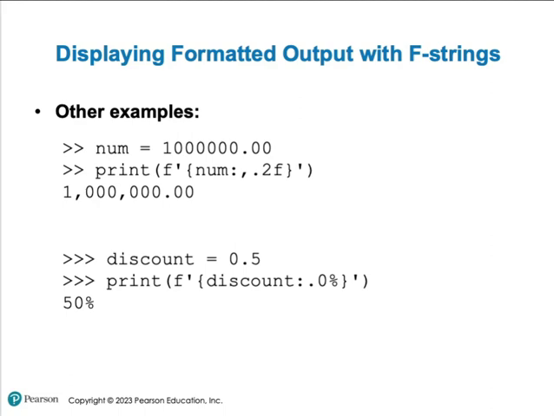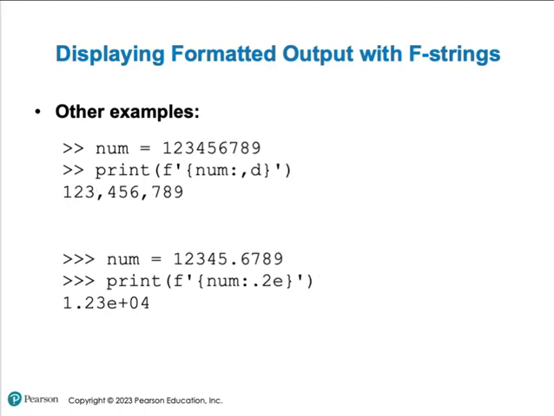Here are some other examples. Print the number, make sure there are 2 places behind the decimal point. I want it as a percentage with no places behind the decimal point, so it would print 50%. Here's taking a number and printing it as a decimal number. The second example is using scientific notation to output a value.